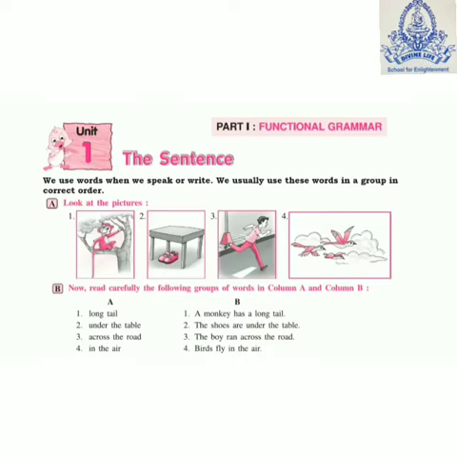The same in the third example: across the road. What across the road? Third, the boy ran across the road. Now it makes a complete sense. In the air. Does it make a complete sense? No. Birds fly in the air. Does it make a complete sense? Yes, this makes a complete sense.